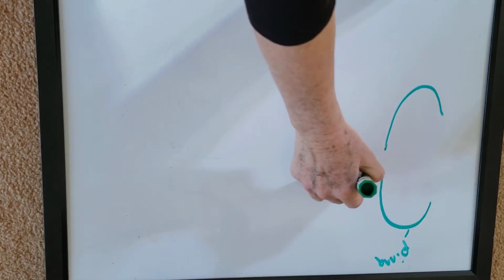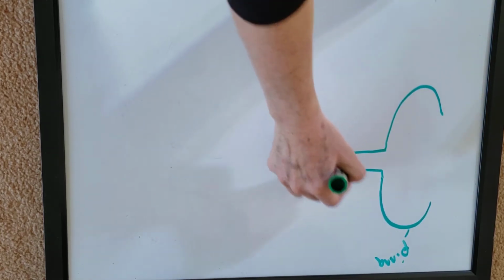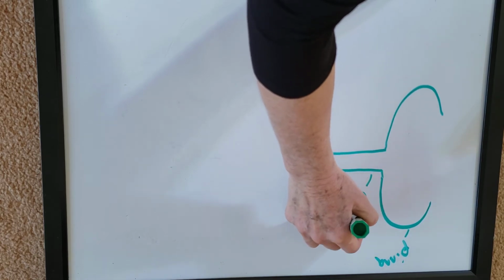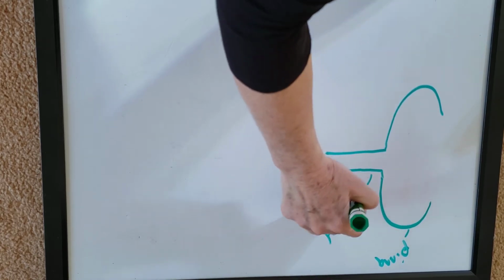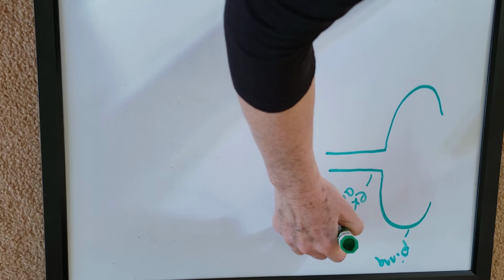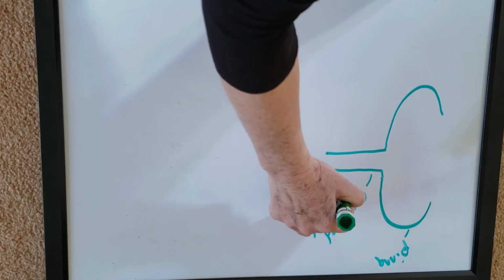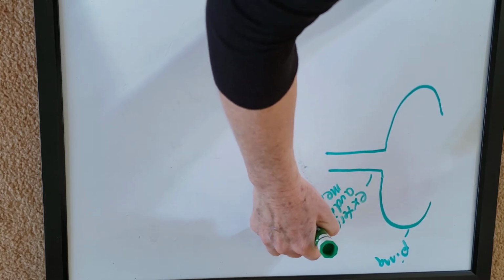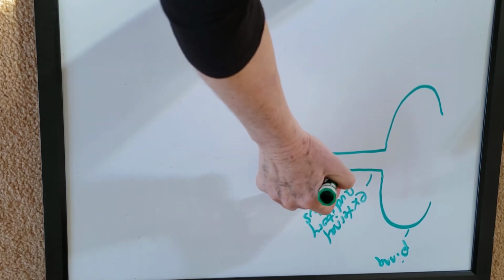And the pinna leads to the external auditory, and you will also see acoustic, meatus. And a meatus is like a pathway. So the external auditory meatus. And that's just where your ear canal is. So those two parts make up the outer ear.